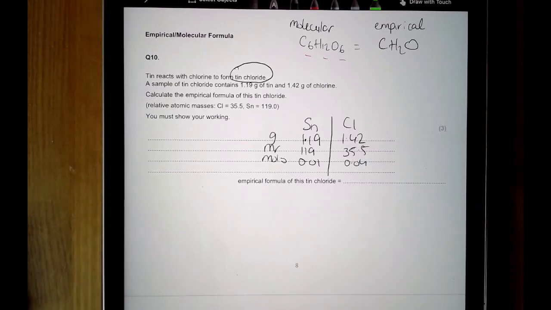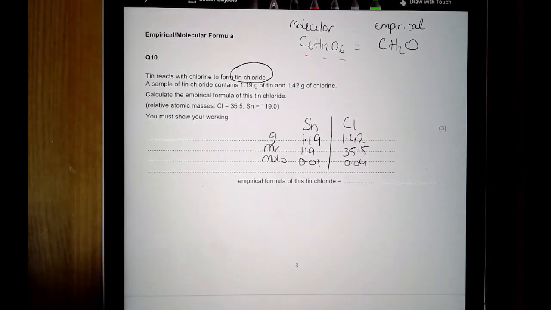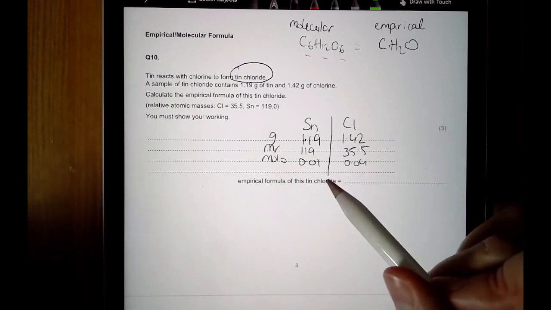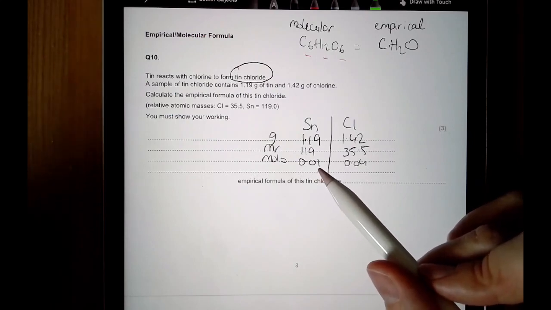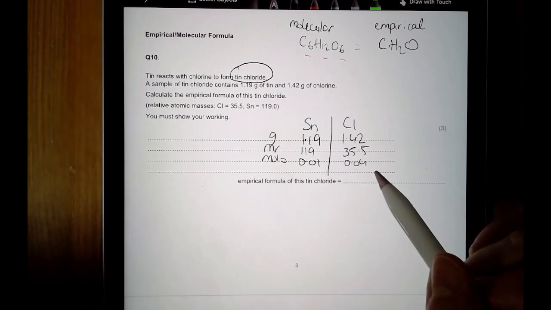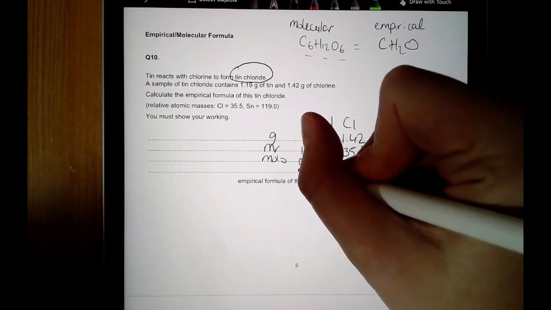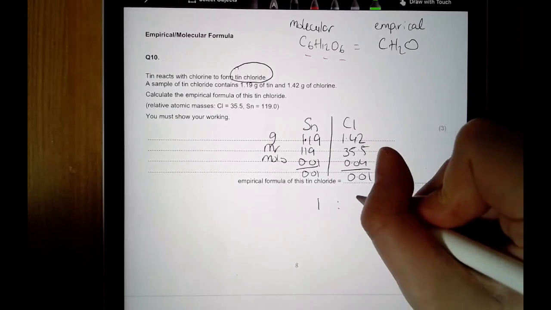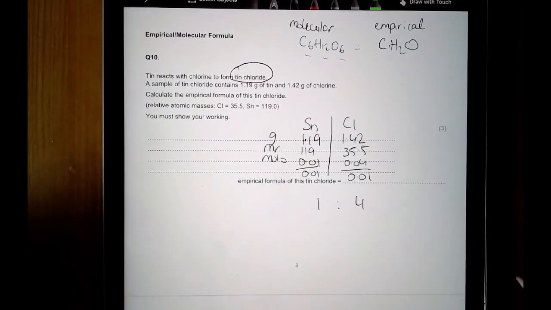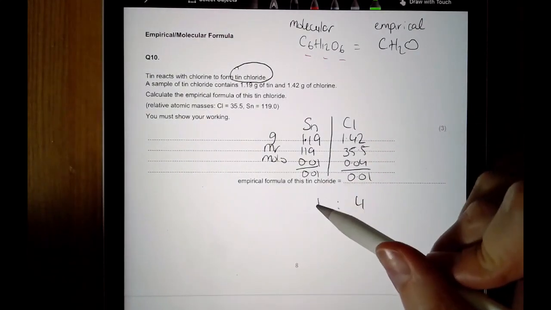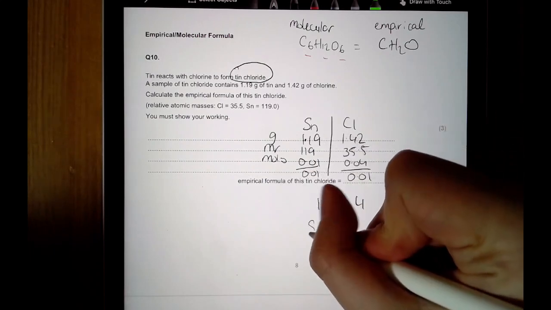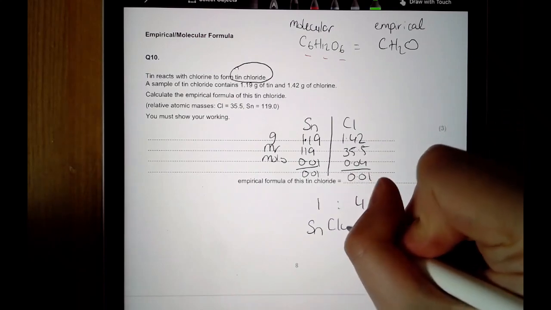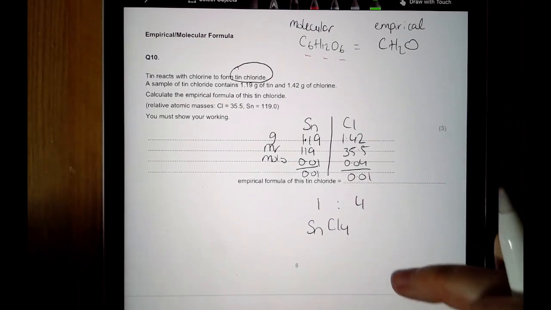Now at this stage, you have to simplify the ratio, get rid of those decimal places. Easiest way to do that is look at both numbers, ask yourself which is smallest. Okay, so 0.01 is smaller than 0.04, and then you divide both numbers by the smallest number. So I'm dividing both of these by 0.01, giving me a ratio of 1:4. Your final step then is to actually write the formula. It tells you that that 1 is for the tin, so you've got 1 tin, and that 4 is for the chlorine, so your formula is SnCl4.